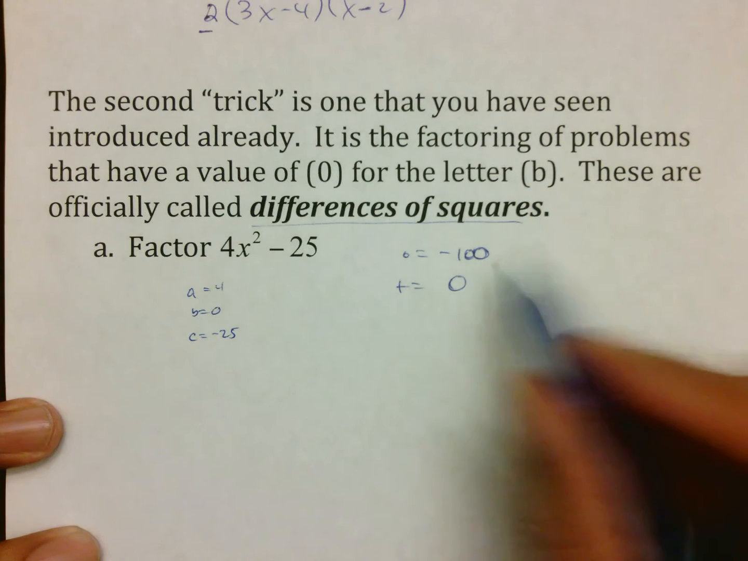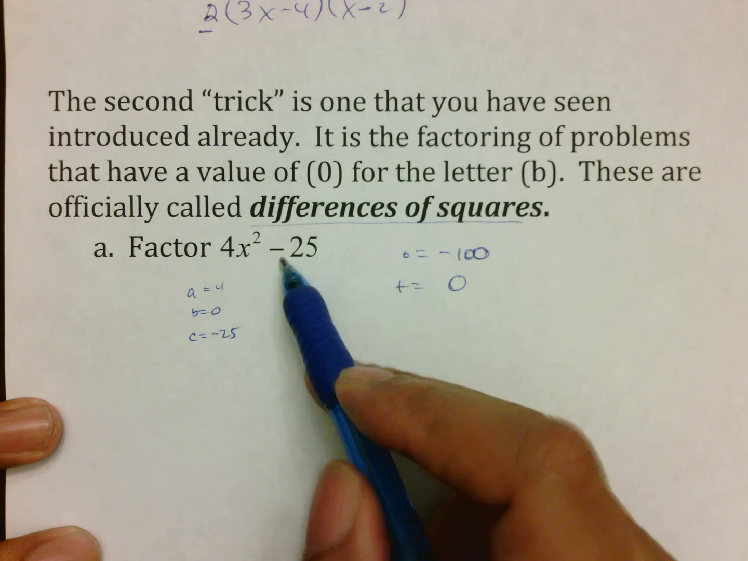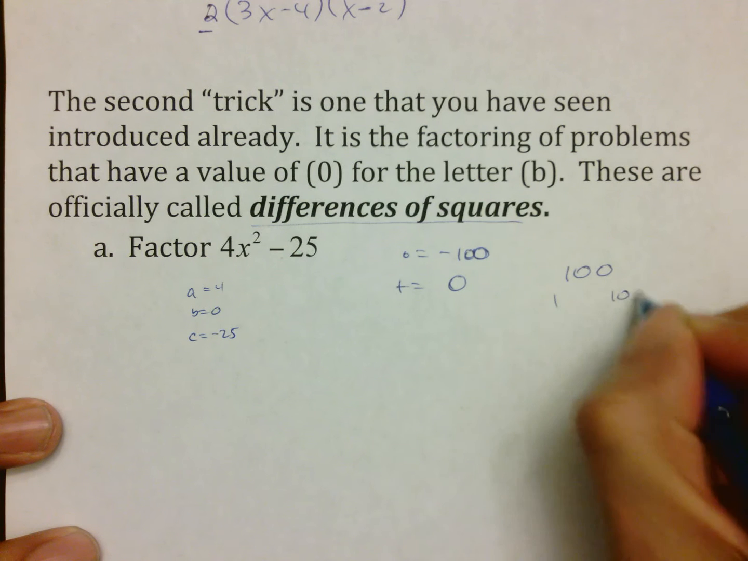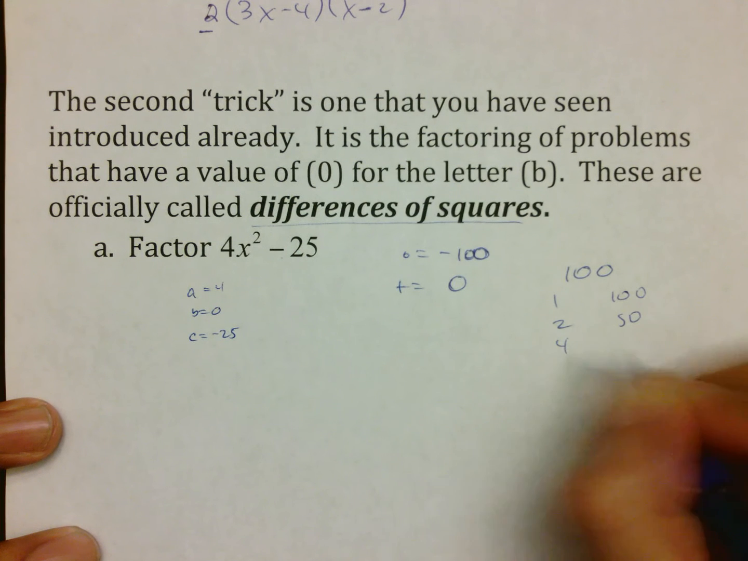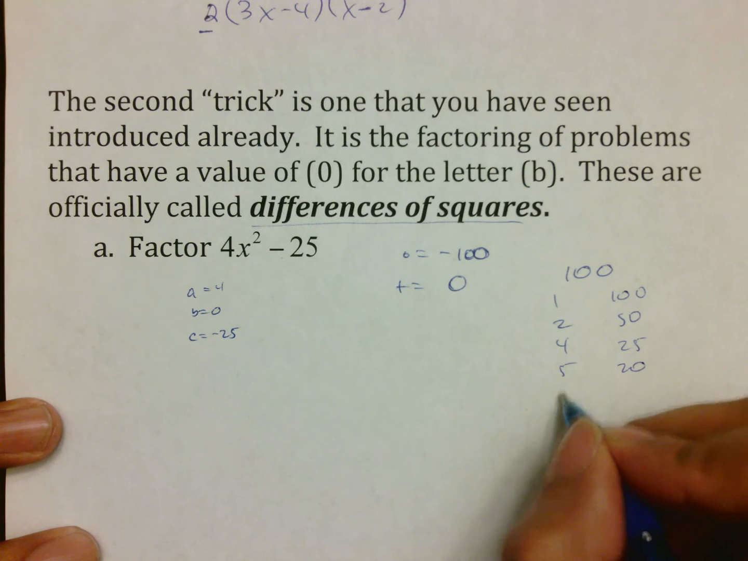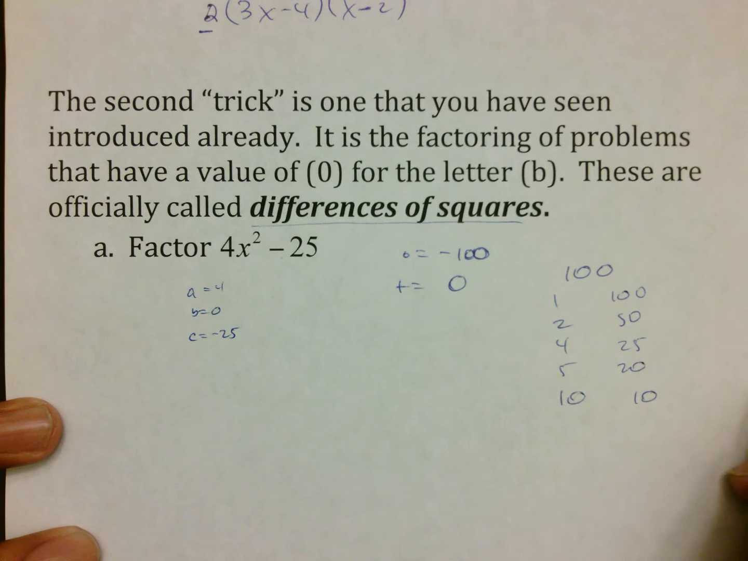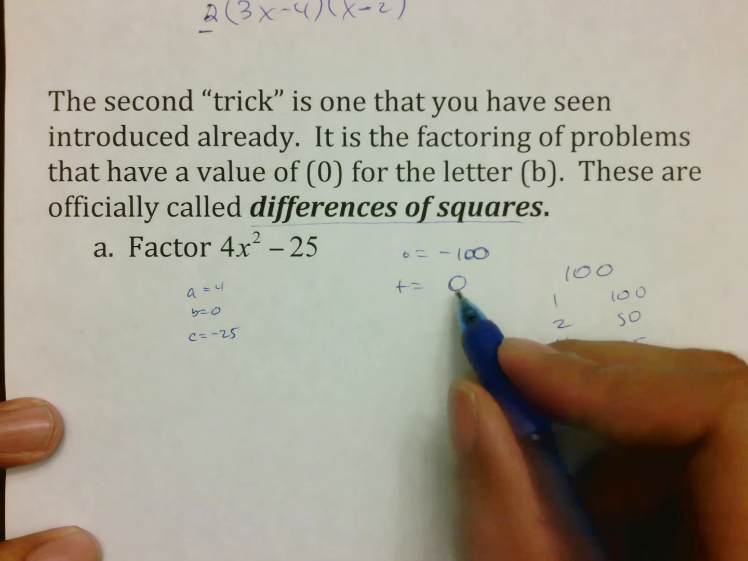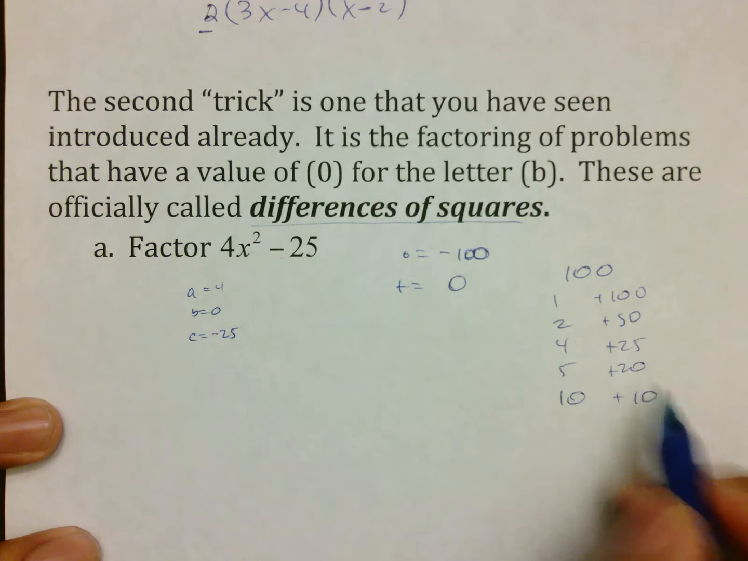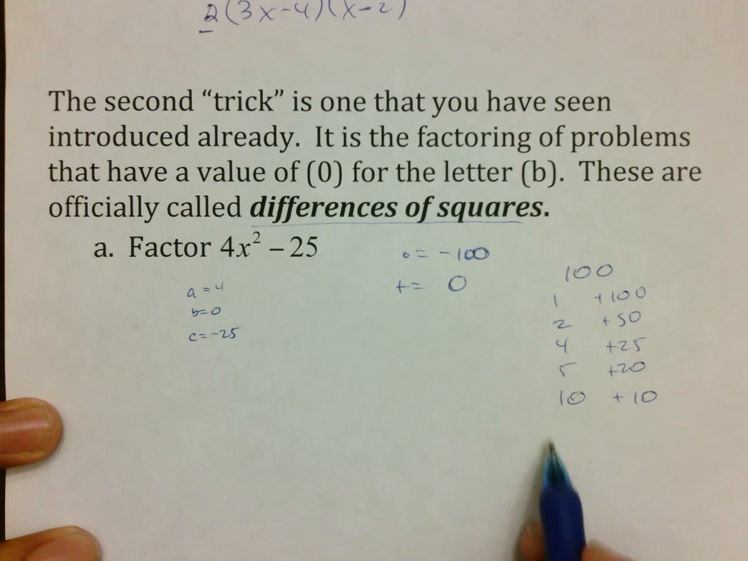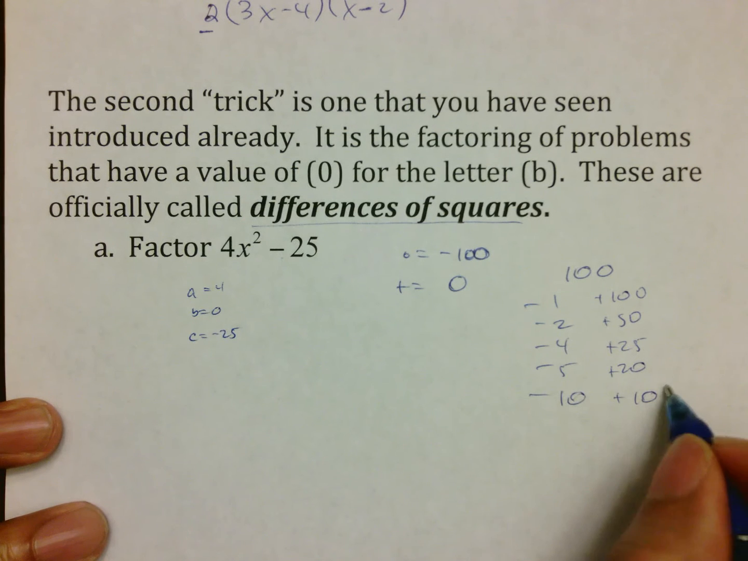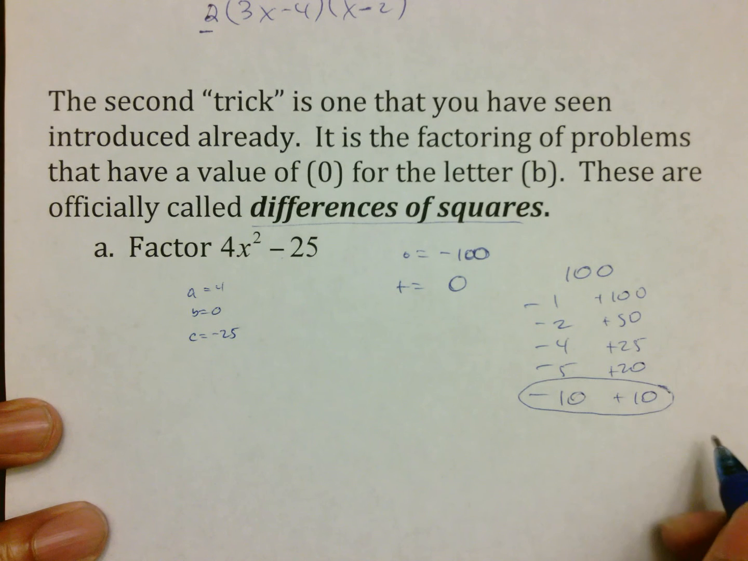Now here's the thing about it. If this was plus 25, then we'd be looking for numbers. Actually, we'll do this first. So if you do your tree for 100, you got 1 times 100, 2 times 50, 4 times 25, 5 times 20, 10 times 10. Pretty much let's just view it as a positive, so we'll just leave this as plus. But the trick is, because this is a negative 100, it means the signs are different, which means that you put a negative here. And when you're looking for the ones that make 0, of course, it's 10 and negative 10.